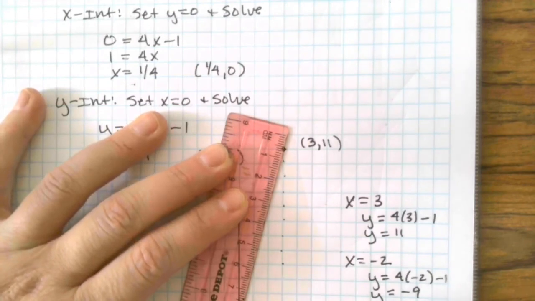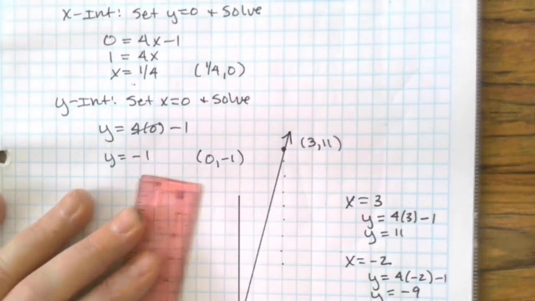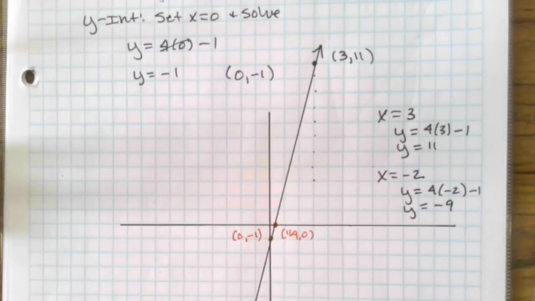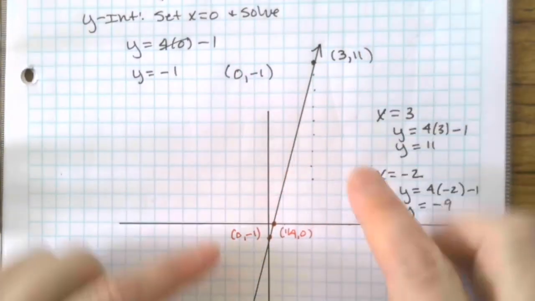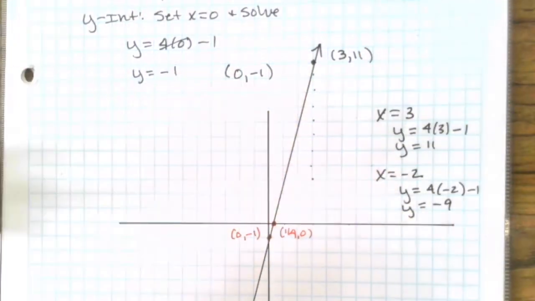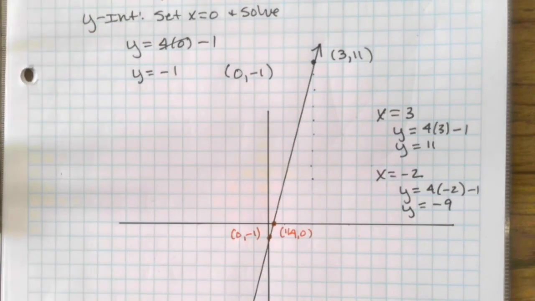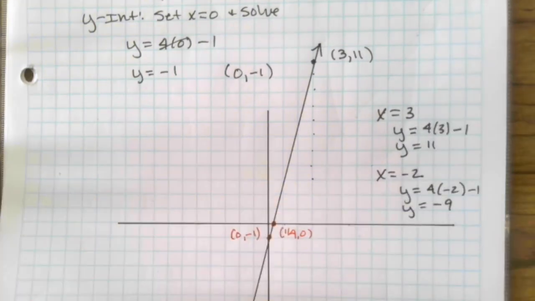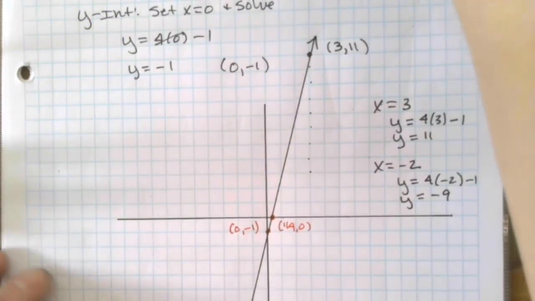So put your ruler across, draw your line, don't forget your arrowheads. So those are your basic rules for graphing with intercepts. If you have good intercepts that are far enough apart, like here and here, you don't need any extra points. You can just draw the line. Naturally, when in doubt, add points. You can never have too many points when you're graphing.